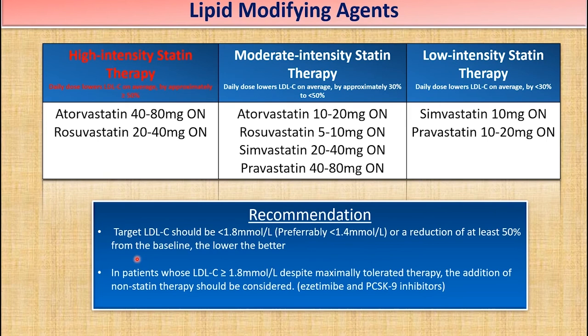Nowadays, in clinical practice, we always talk about treat to target. So what's the target in these ACS patients? The target LDL cholesterol should be less than 1.8 millimole per liter, or preferably less than 1.4 millimole per liter. If that cannot be achieved, then you at least aim for a reduction of at least 50% from baseline. The lower the better, according to our CPG. If the patient's LDL cannot be brought down despite maximally tolerated therapy, we may consider adding other non-statin therapy, for example ezetimibe or PCSK-9 inhibitors.